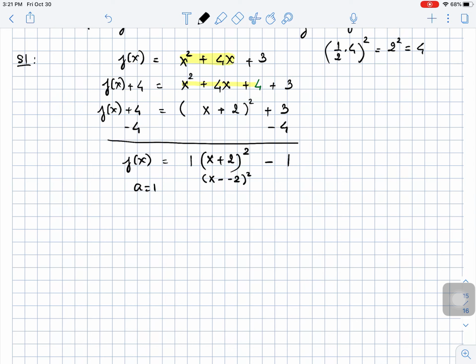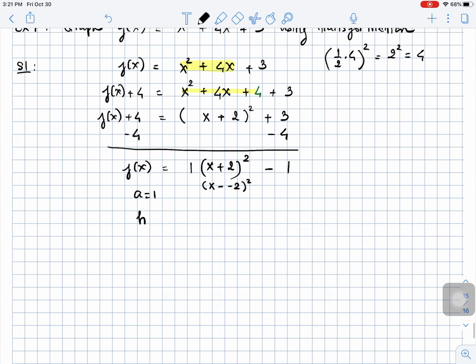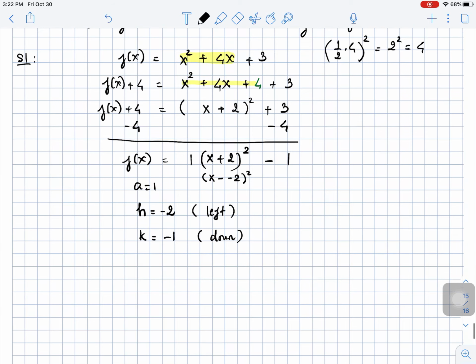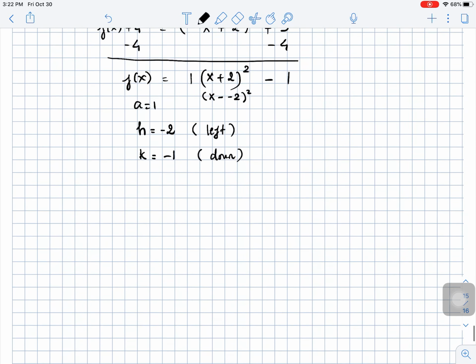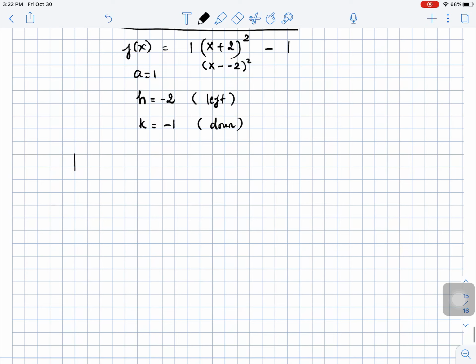Your a is 1 in this case. So what is the a? It is 1. The h is negative 2. Why? Because this is the same as x minus negative 2 squared. So the h is the number after the subtraction. So it is a plus, so we have to make subtraction. That is the same as subtract a negative 2. So the h is negative 2, and the k is, this is the same as plus negative 1. So the k is negative 1.